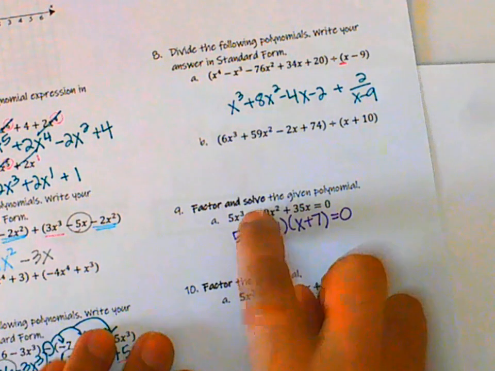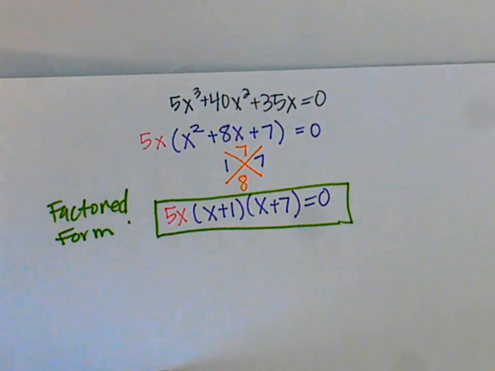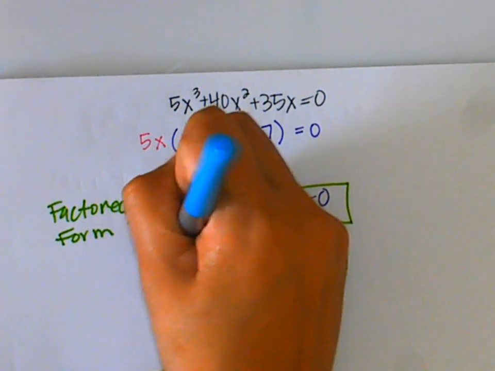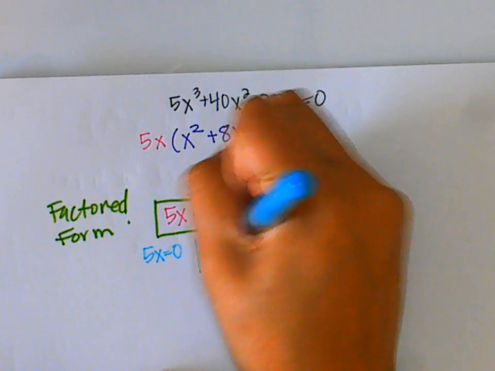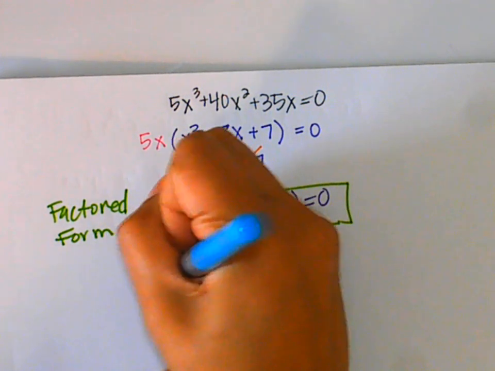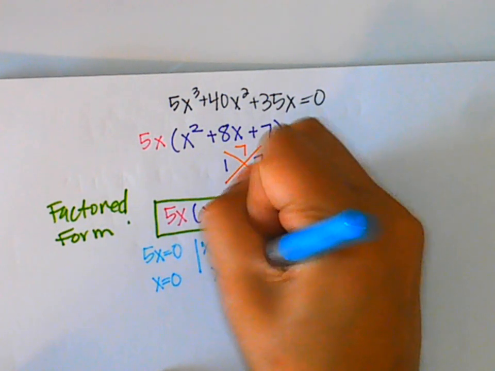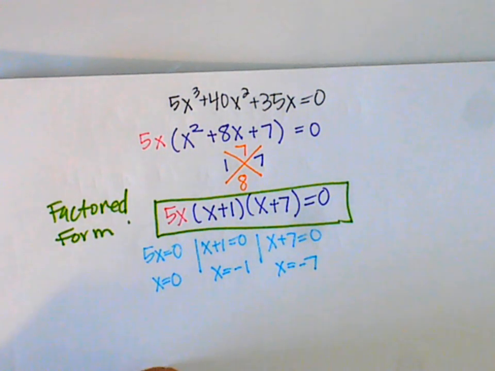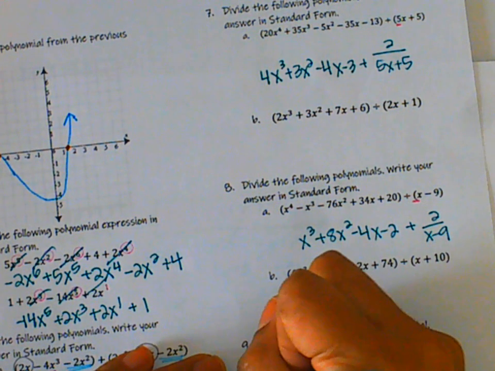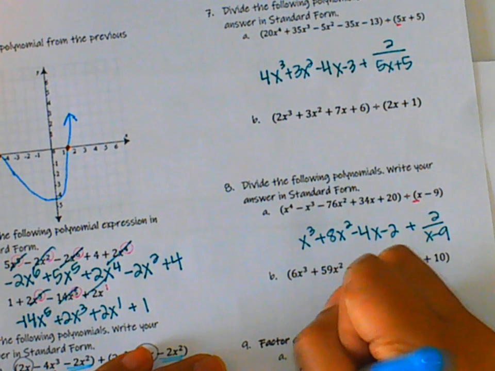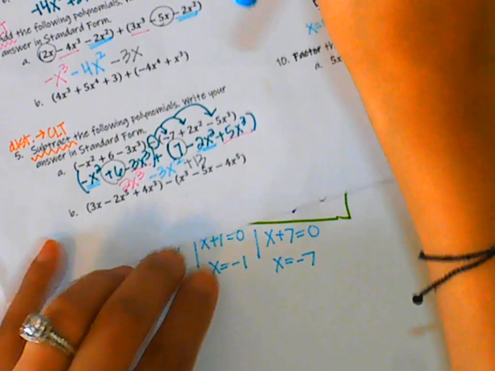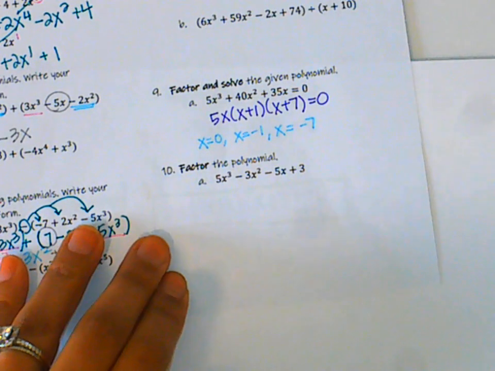Now I'm going to go back and solve. To solve, I need to do my zero product property where I set each factor to 0 and solve for the variable. So 5 times something is 0, that something is going to be 0. Negative 1, negative 7. So I get x equal to 0, x equal to -1, and x equal to -7. Sorry. There you go.